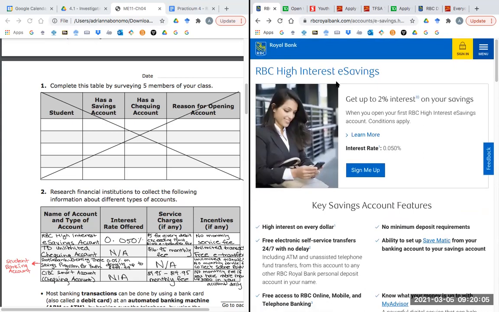Okay, so I came across this RBC high interest savings account. That's the first one in my chart here. The interest rate offered right here is 0.050%. A savings account is a type of account where usually the money you put in there is meant to stay in there so you can save it, versus a checking account, which is usually the account you use to spend your money.